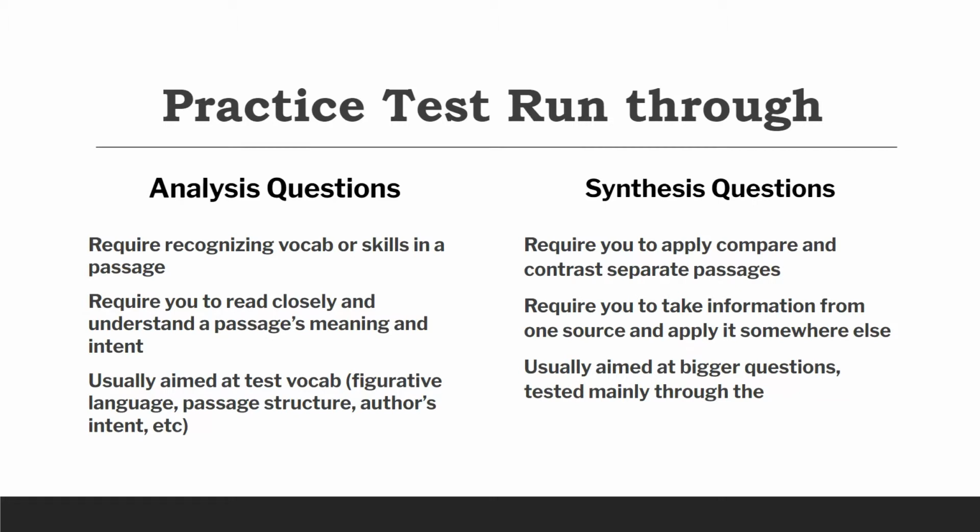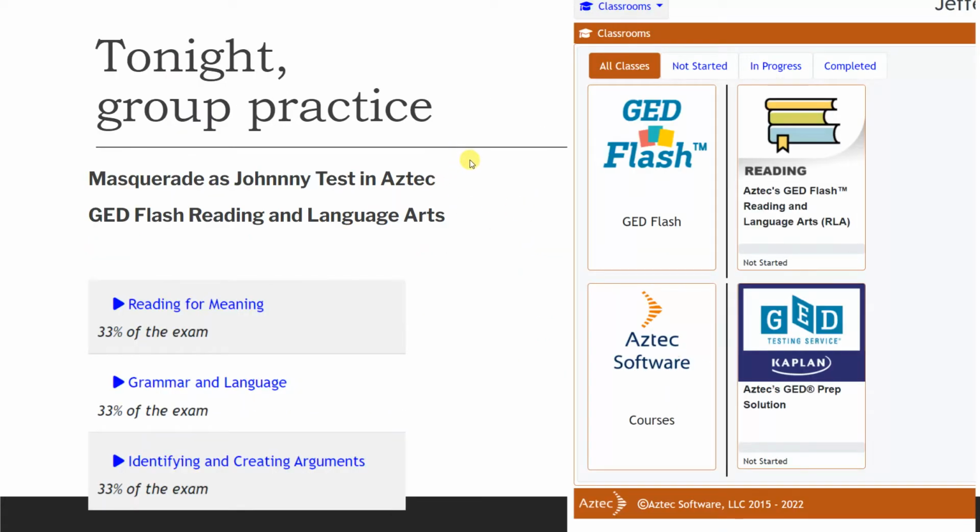The other type of question you may run into on the RLA is a synthesis question, and these are more rare. There are fewer of these, and they generally take a little bit more time, and that's why there's fewer of them. They're going to require you to compare and contrast two separate passages or texts, and you're going to need to take information from one source and apply it somewhere else. They're usually aimed at bigger questions, and the primary place these are tested is in the writing. But you will see a couple on the RLA.